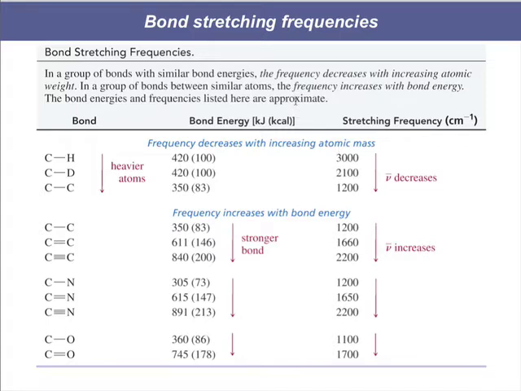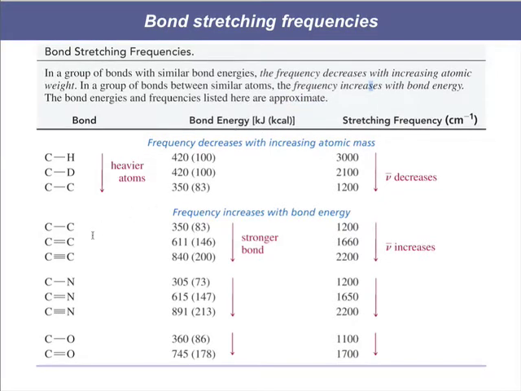You can also see that frequency increases with bond energies. So as our bonds get higher in energy, from a single bond to a double bond to a triple bond, again, more energy is embedded in these bonds as we increase the number of bonds. Our frequency also increases. We get more energy from 350 for a single bond to 611 for a double bond, to 840 for a triple bond. As our bond gets stronger, the frequency increases as well, from 1200 to 1660 to 2200.